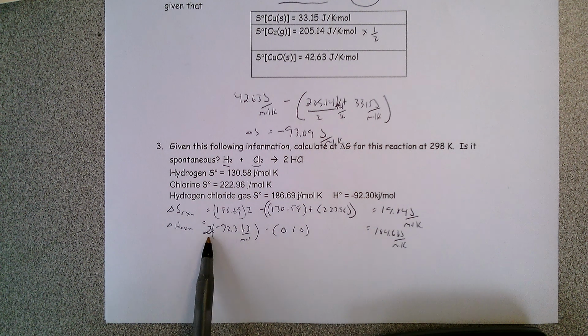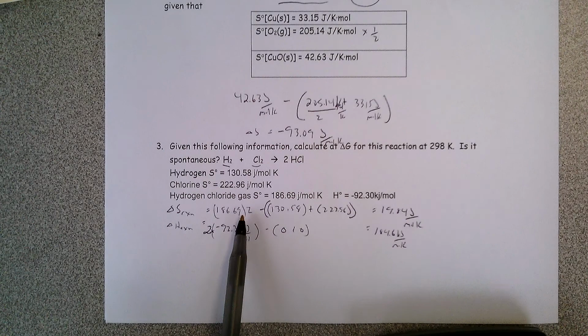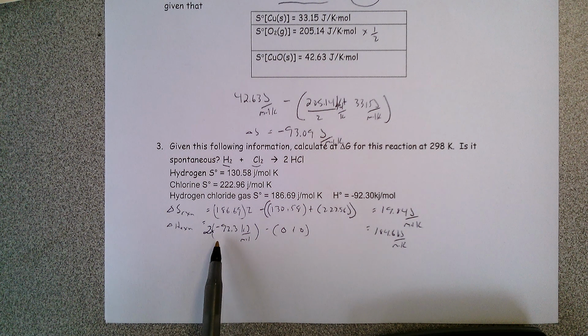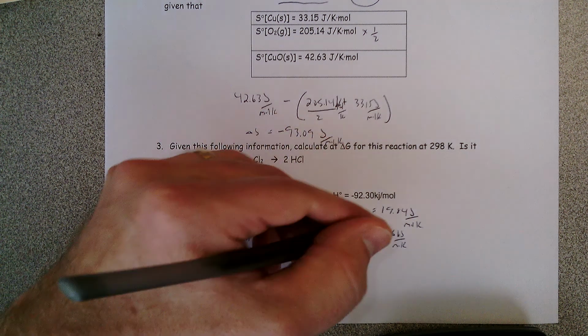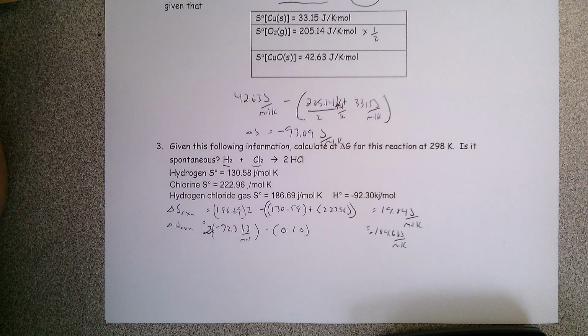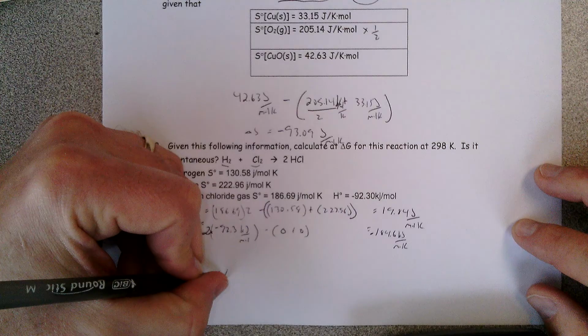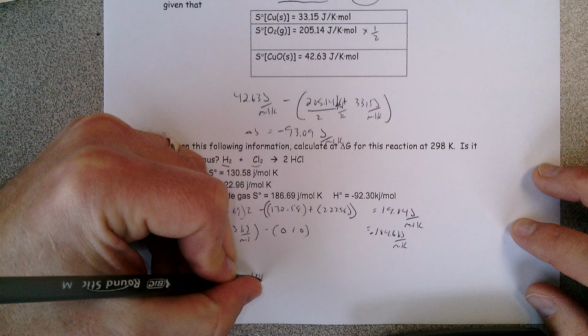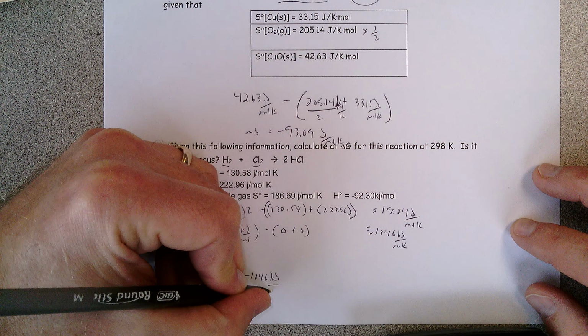I did forget to say, since there are 2 of those, I do need to double that one, just like I doubled the 186 joules. So that's a negative 184 there. So when we go to do our delta G reaction, it's going to be negative 184.6 kilojoules per mole Kelvin.